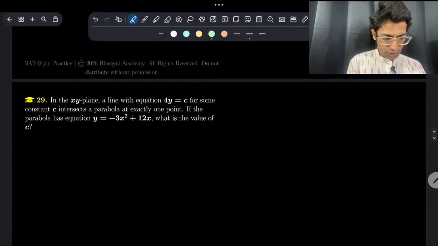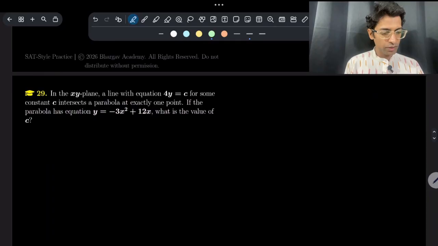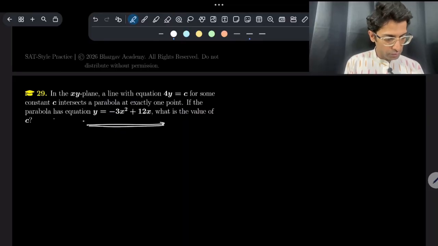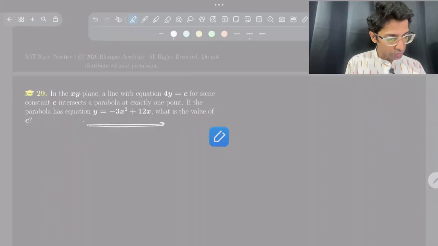So what do we have here? In the xy plane, a line with the equation 4y equal to c for some constant c intersects a parabola at exactly 1 point. Exactly 1 point. Go to Desmos. If the parabola has equation this, what is the value of c? Let's go to Desmos because we have seen exactly 1 point.